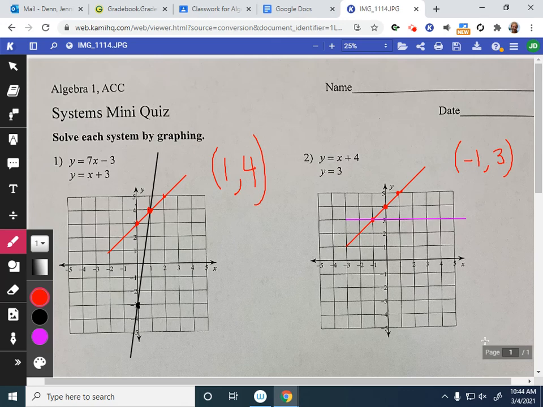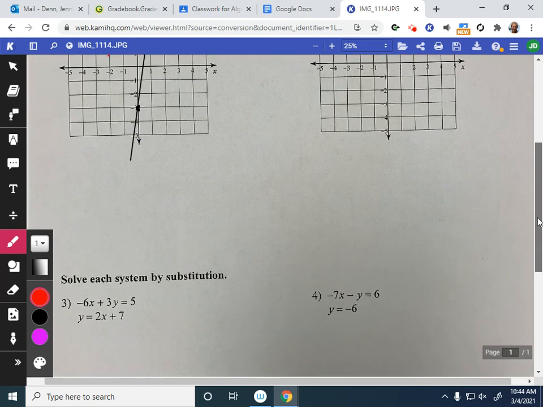Okay, there's graphing. Doesn't really get much more complicated. I mean, maybe I would have put a negative slope. I probably should have on this, but I didn't.